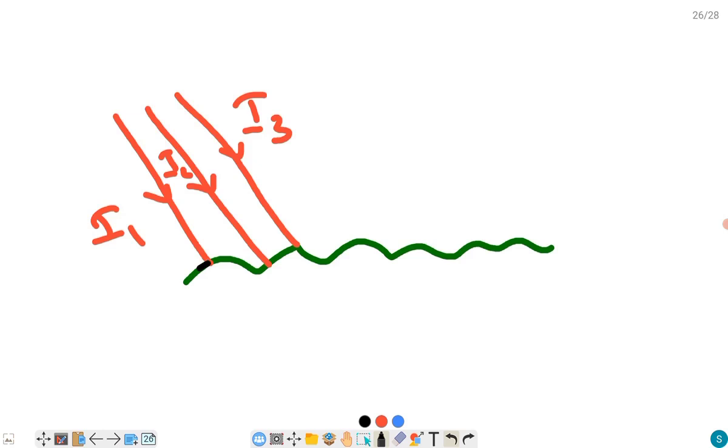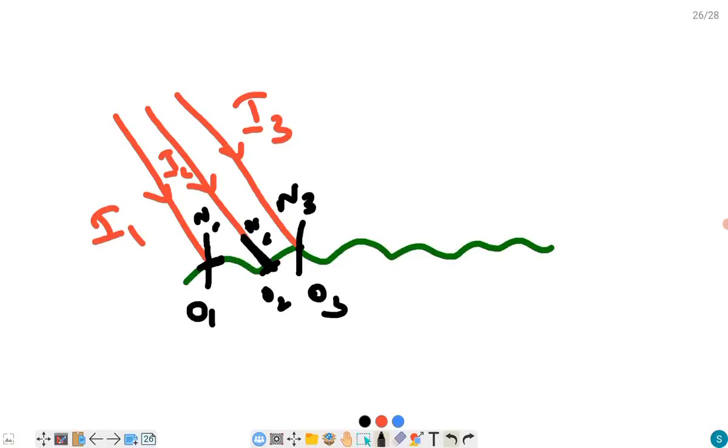Okay, now this is the point we have. For this, if you take the normal, it is like this. For this point, this is O1 and this is N1. For this point, the normal will be on this only, N2 and O2. For this, you have to draw the normal like this because this is the point of incidence O3 and N3. Understood?